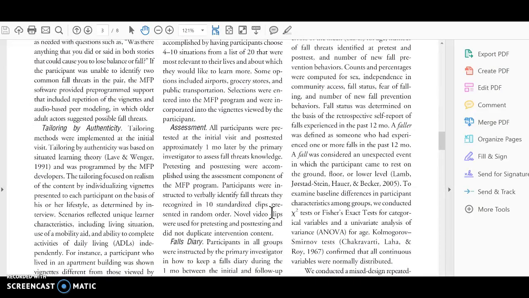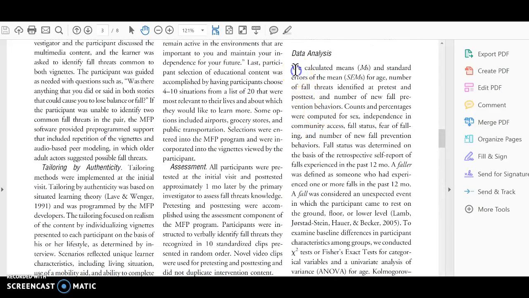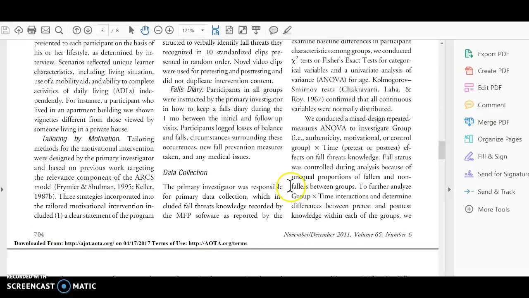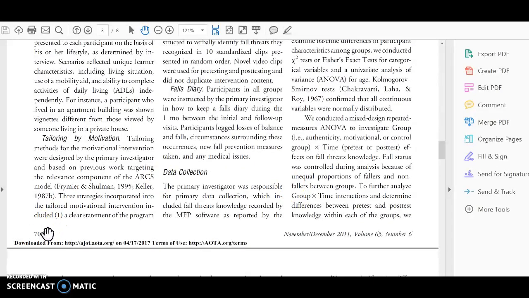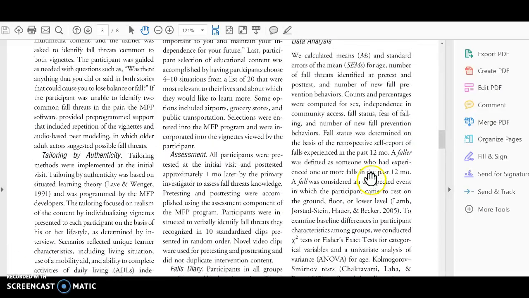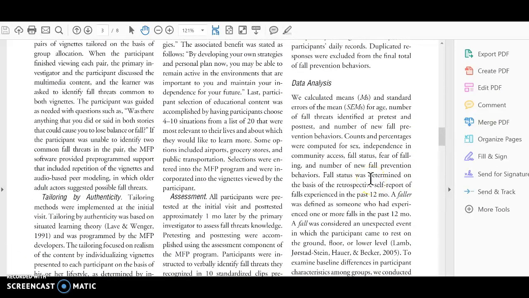So I'm going to go down to data analysis, which is on page 704. Okay, so let's look at the data analysis because this is where we're going to look at things and better explain them so that you're comfortable with them as you begin to critique and critically appraise this research article. So they stated, we calculated means and standard errors of means for age, number of fall threats identified at pre-test and post-test, and a number of new fall prevention behaviors.